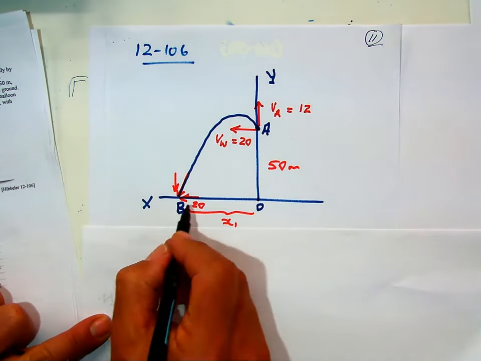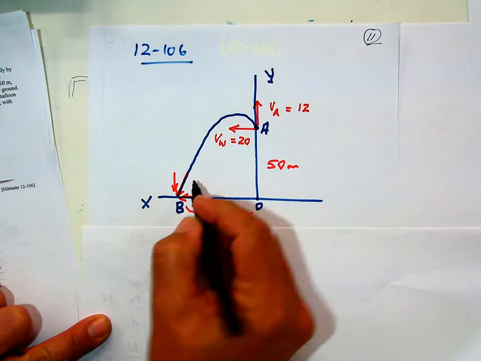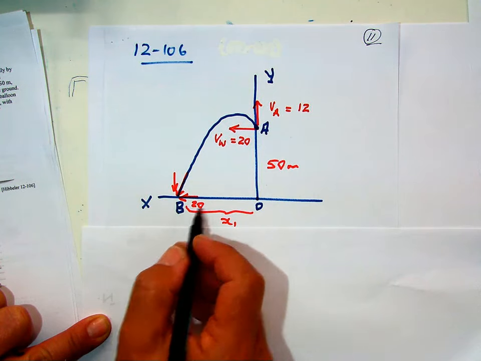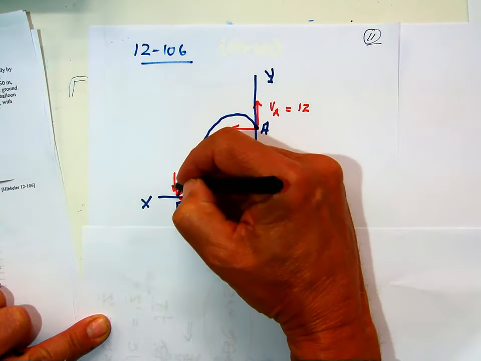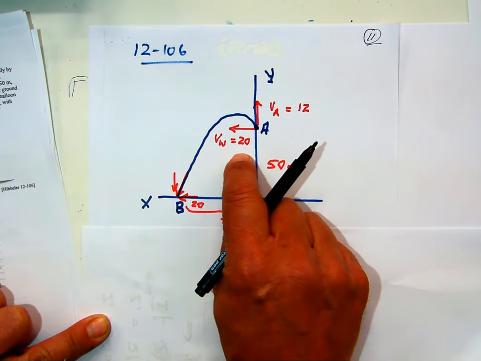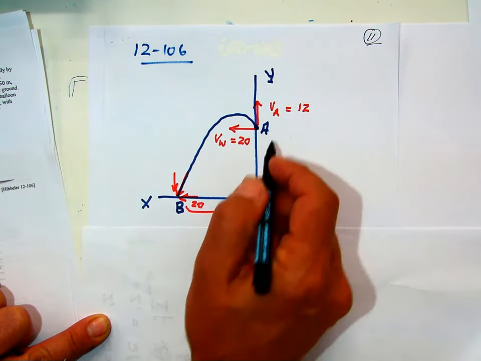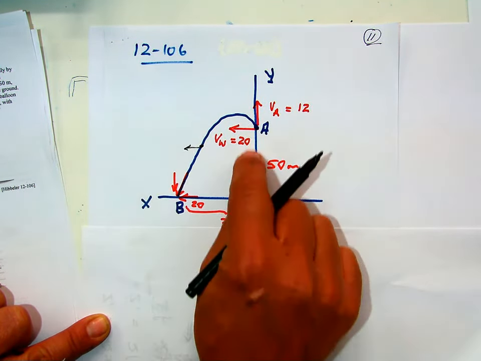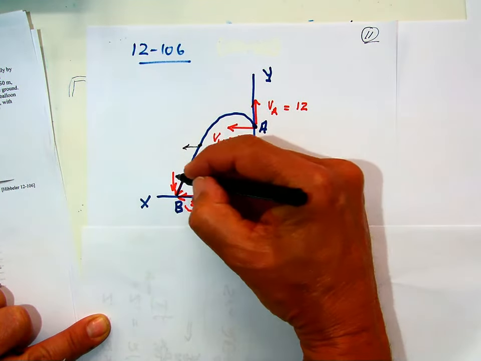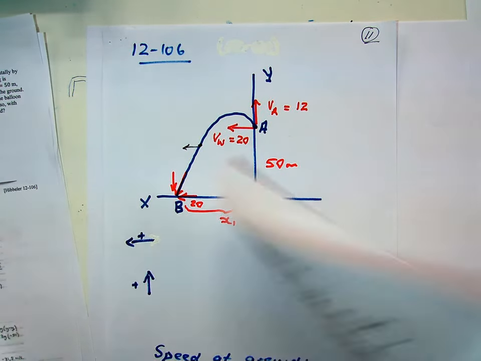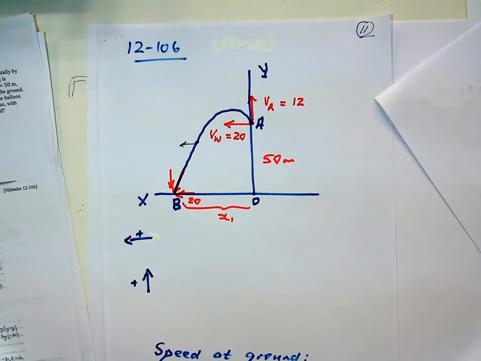Now, the final speed you can break up into two components, a horizontal component and a vertical component. The horizontal component stays the same. At any point here, the horizontal component will be 20, so down here it's also 20. The vertical component, however, you'll have to work out by using your horizontal and vertical equations. Okay, that's the story.